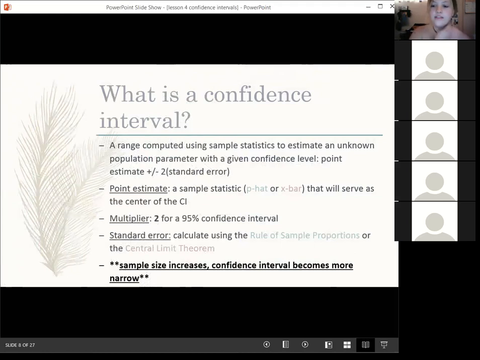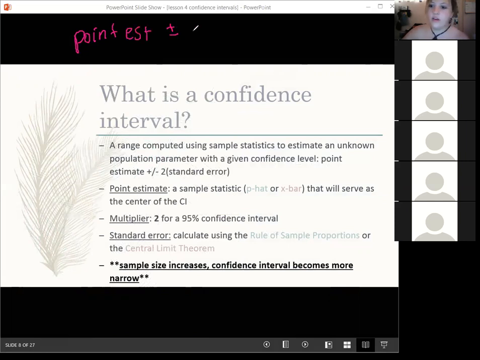And then that is, I meant to fix this, I don't like how it's written, but that is how we write a common equation for a confidence interval. This is our base equation. So we have our point estimate, and then plus or minus 2 times our standard error.